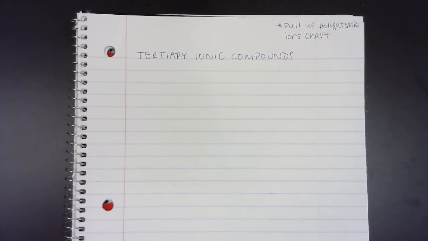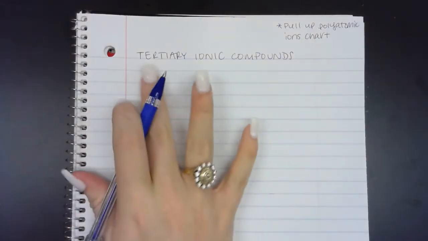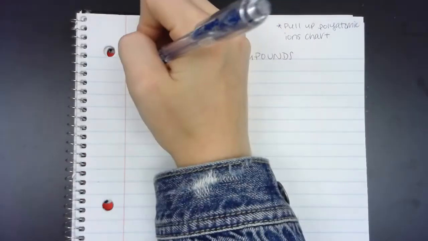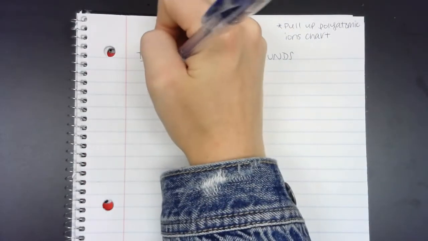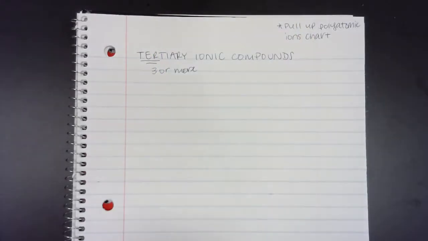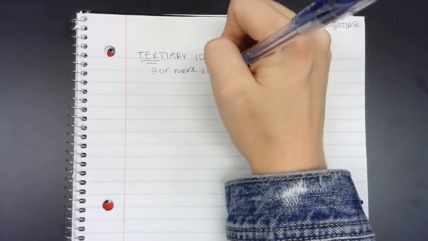Okay, so yesterday we talked about binary ionic compounds. Those were made with two types of elements. Now we're talking about tertiary ionic compounds. What do y'all think tertiary means? It means 3 or more. Okay, so tertiary ionic compounds can have 3 or more types of elements in them.